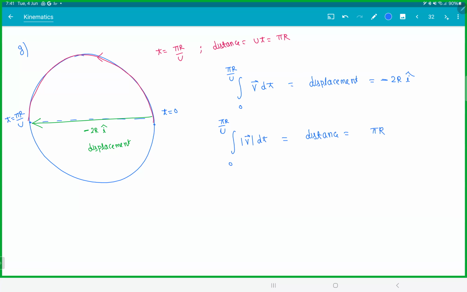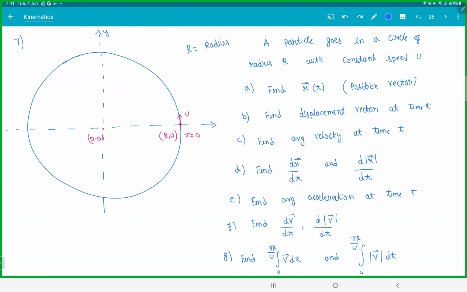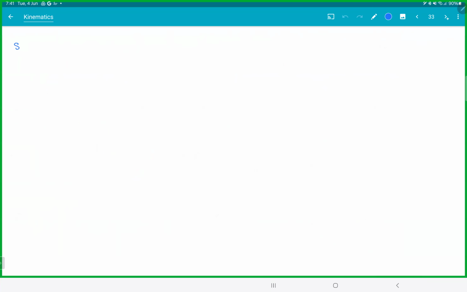Go ahead, Ansh, Arnav, Arya, going ahead. Eighth one.